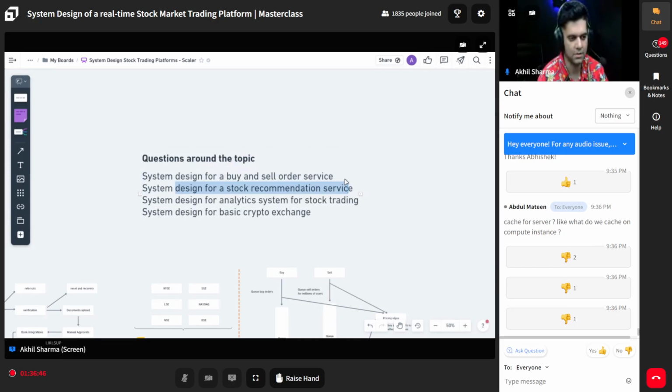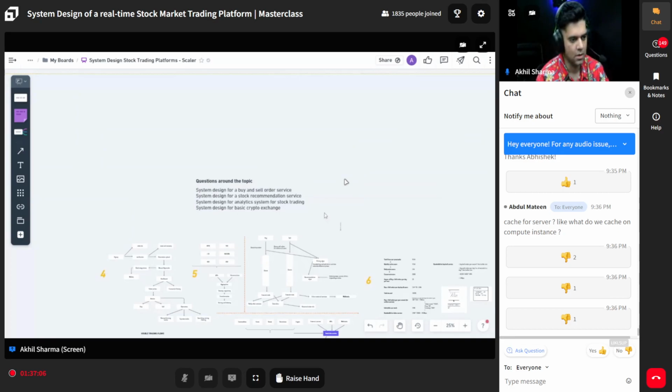Or design a system for analytics, design a system for a basic crypto exchange, these kinds of really basic questions around the topic. Nobody is going to tell you to design the entire stock trading platform, but I will do that for you in the session so that you have the answers to all of these questions and many more.